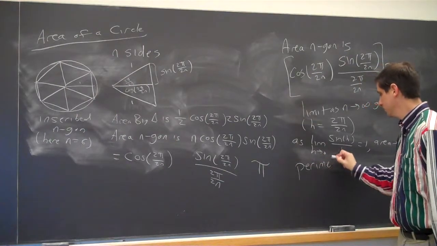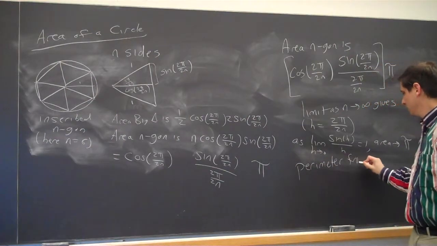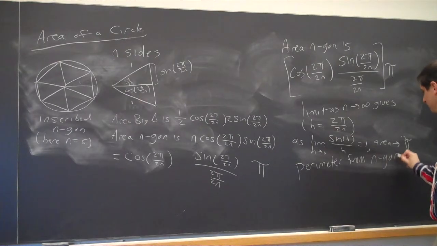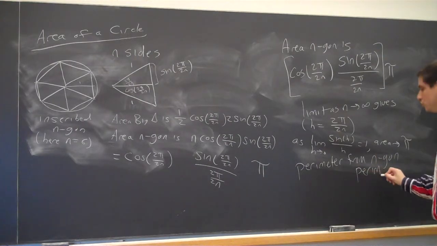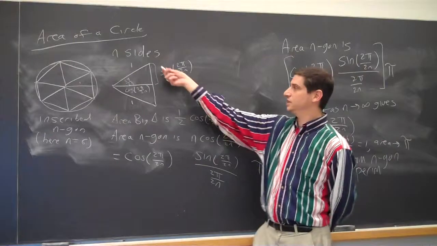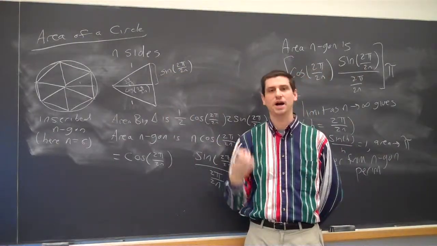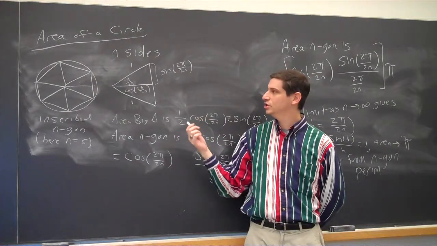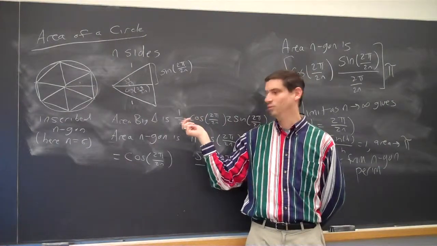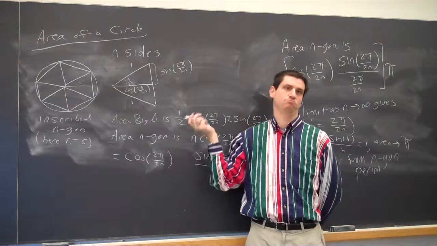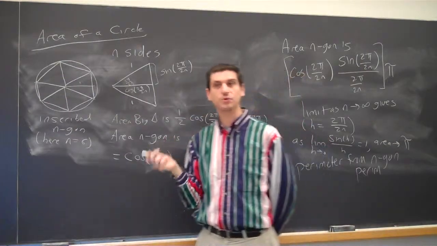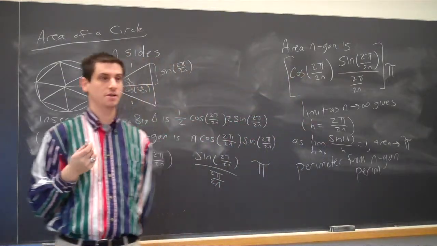So we can calculate the perimeter of the n-gon very easily. It's just this sine stuff over here. And you'll see it's going to be the same limit. You'll see a pi coming in again. The difference is we won't have a factor of 1/2 anymore, and we won't have a factor of cosine. Not a big deal. And that's why you'll get 2 pi rather than pi.